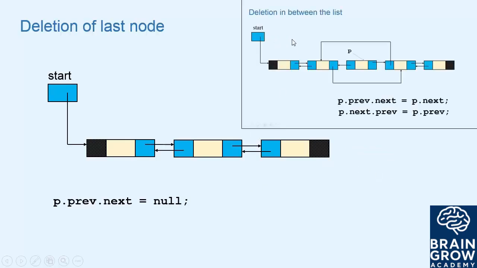Now this was the case of deletion in between the list. We can see that this statement p next previous is equal to p previous will not be valid here because here p next is null. So these two cases have to be handled separately.